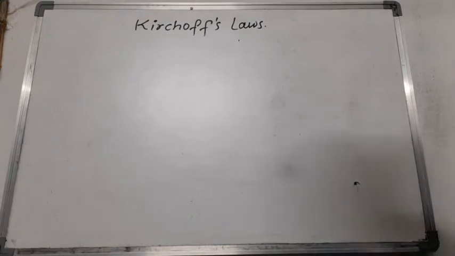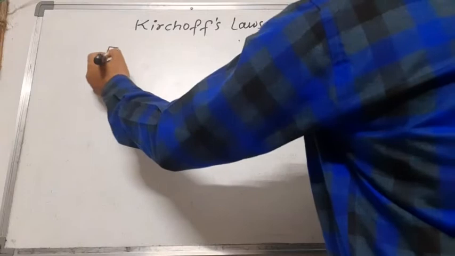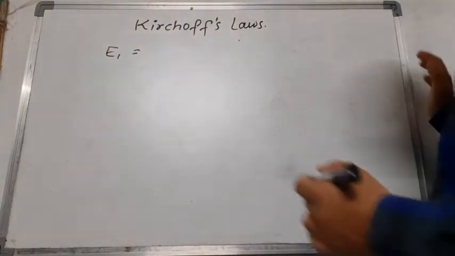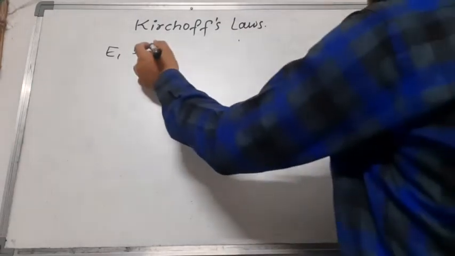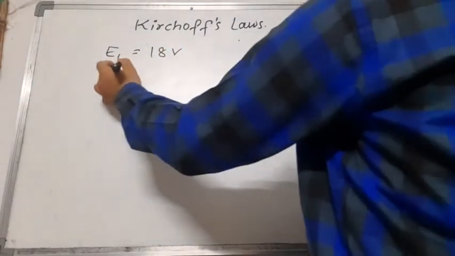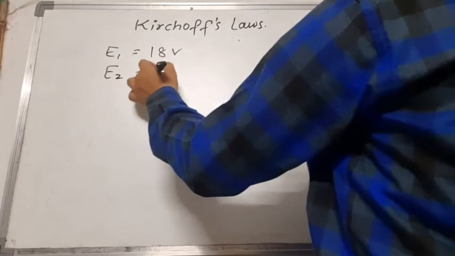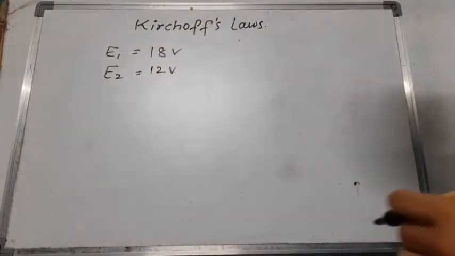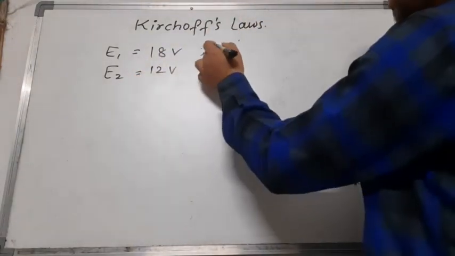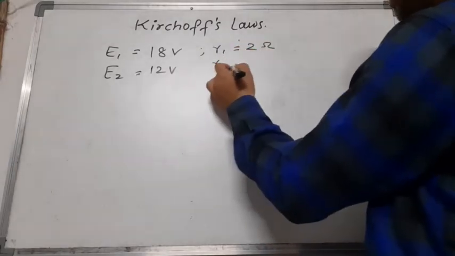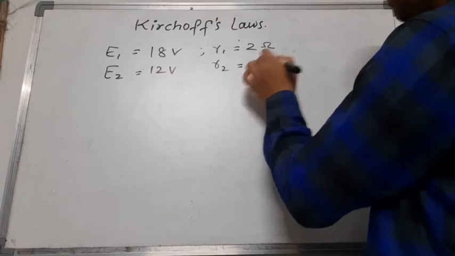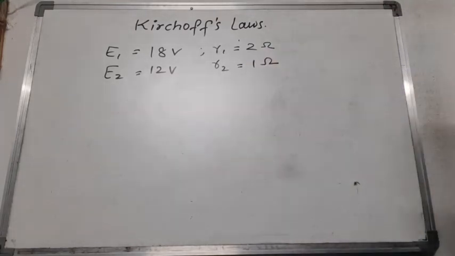There are two batteries with EMFs. E1 is equal to 18 volts, and E2 is equal to 12 volts. And their internal resistances are given. R1 is equal to 2 ohms and R2 is equal to 1 ohm. Internal resistances are also given.